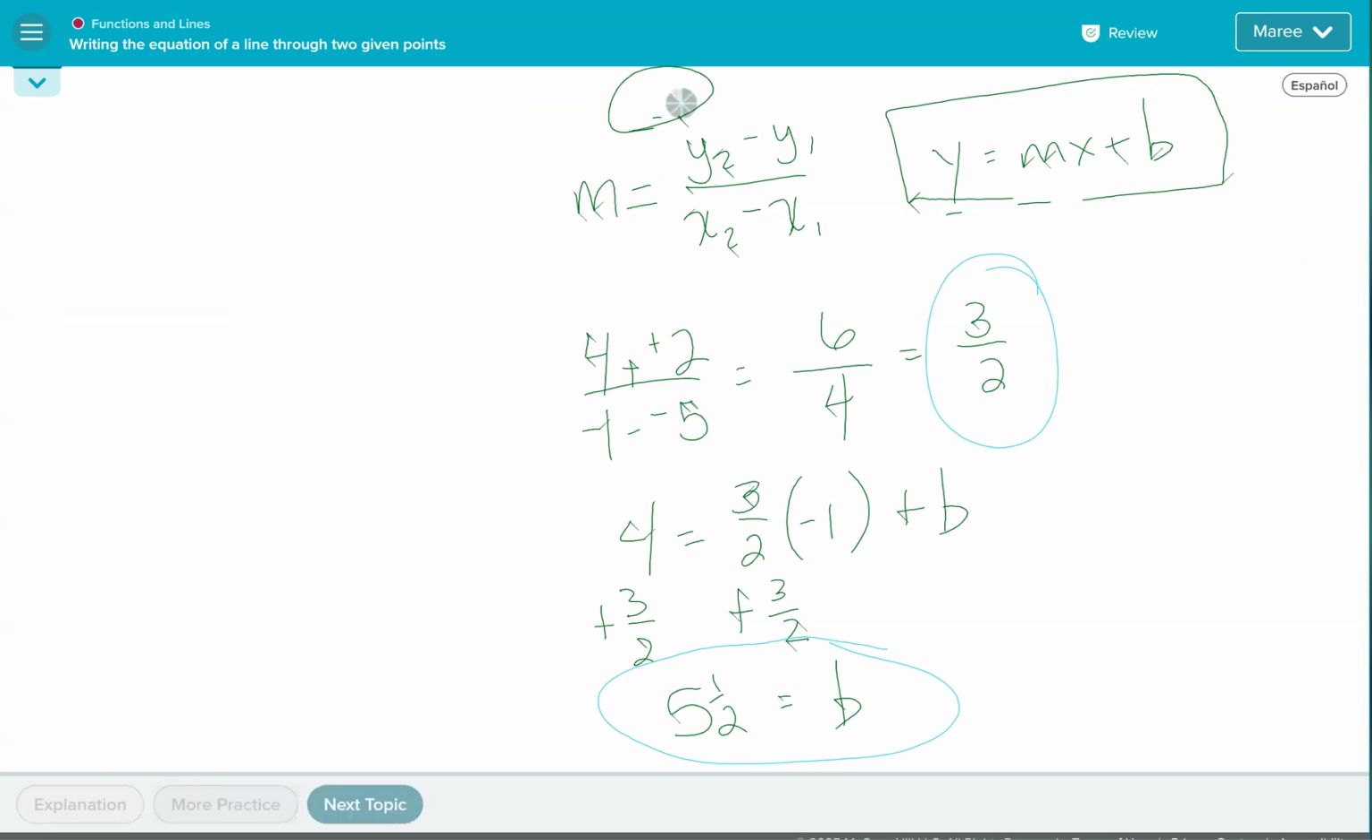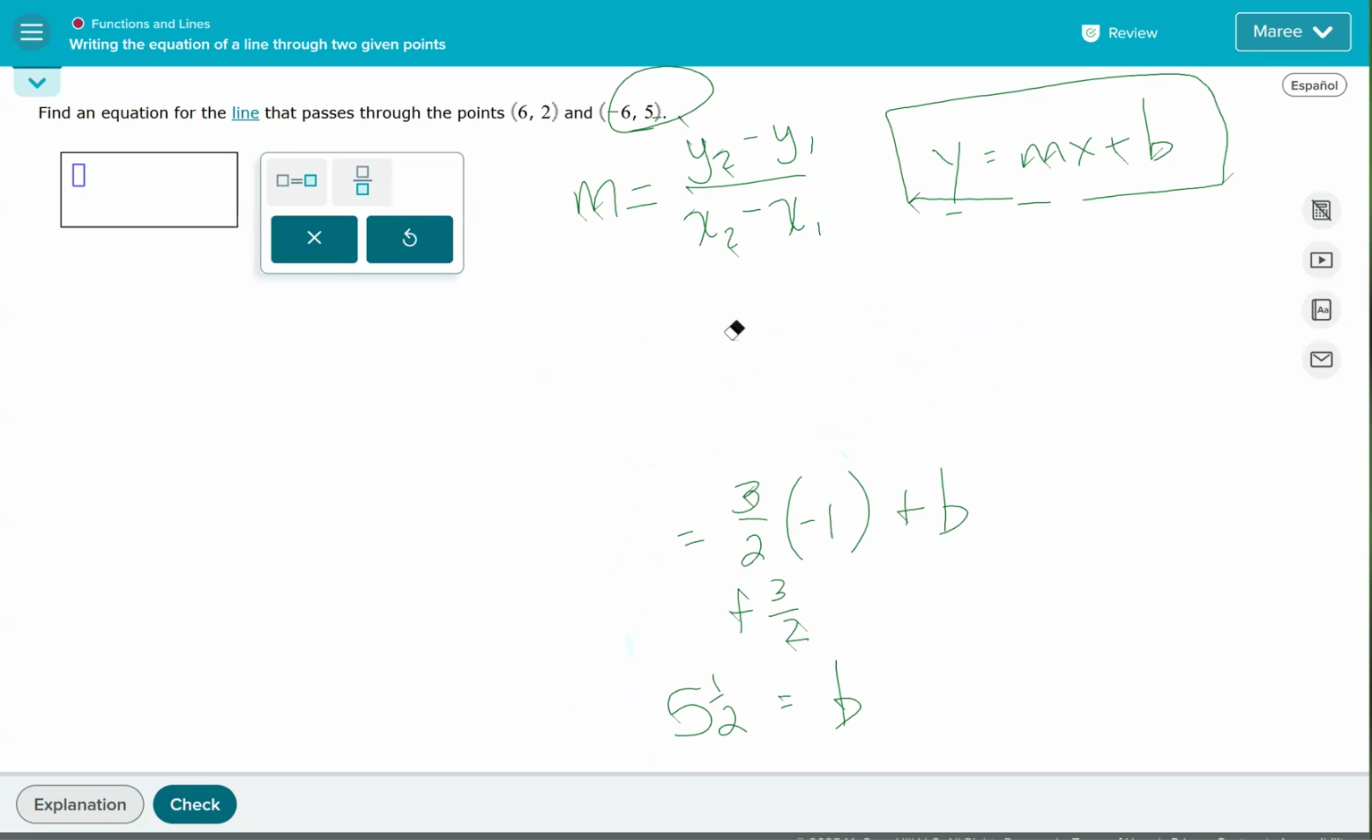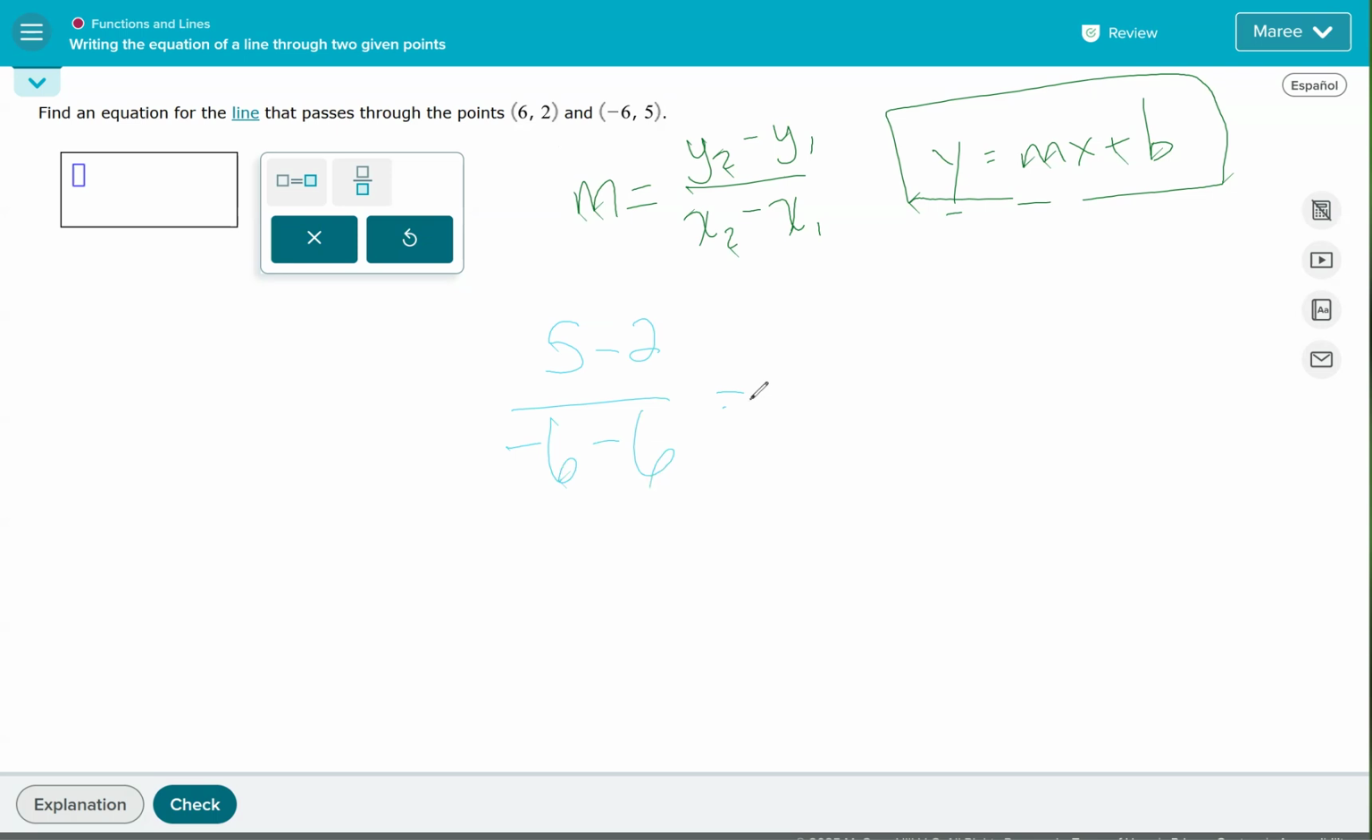Okay, we're going to do this again. Let's see, I'm going to erase this. So we'll start with the slope. Take our y values and subtract them. So we'll do 5 minus 2. -6 minus 6. 5 minus 2 is 3. -6 minus 6 is -12. So my slope is -1/4.